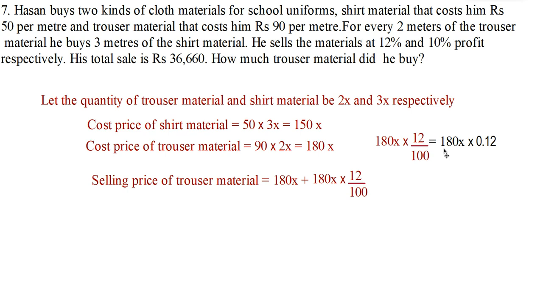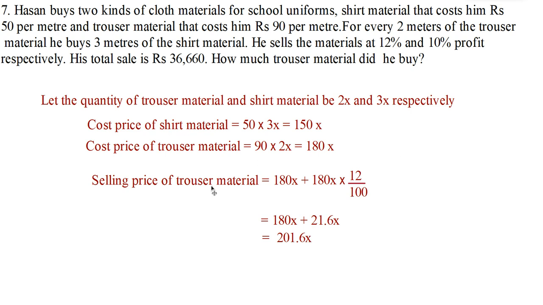You multiply 180 into 12, then put 2 decimal places. So you get 180x plus 21.6x, that is 201.6x. Similarly, can you find the selling price of shirt material?